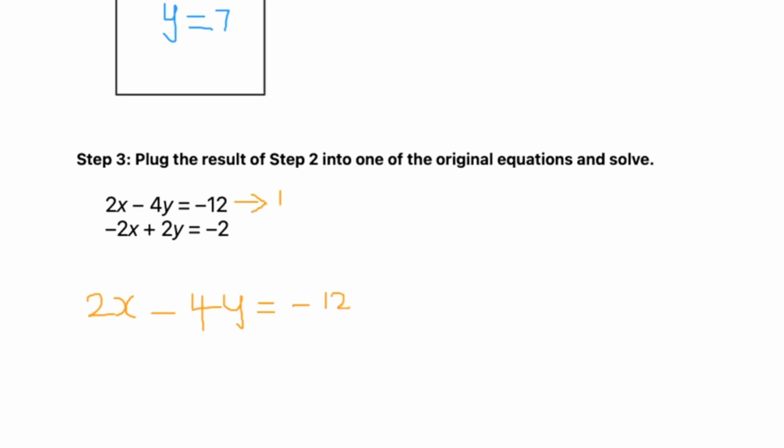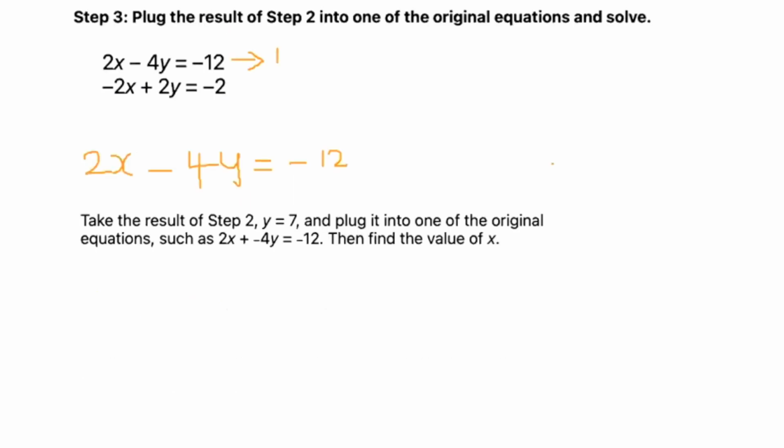Now we are taking step 2 and we know y is equal to 7, and we are plugging it into the above equation. So here this one is the y, so you just plug the y value in this equation, which is 2x minus 4 times 7, and which is equal to minus 12.